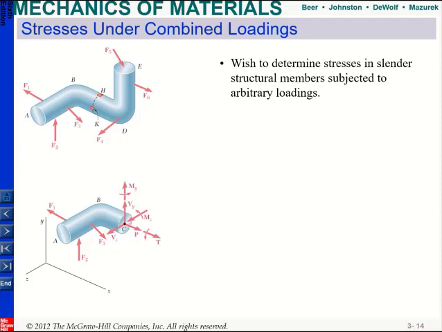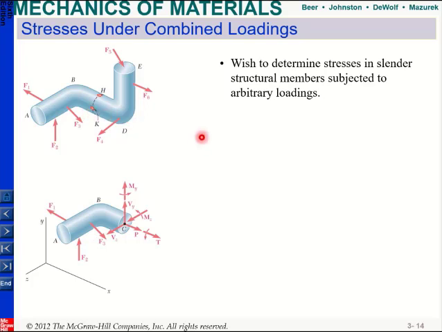So a very important topic in chapter 8 is stresses under combined loadings. And in this one, what we will do is basically we'll combine all the information we have learned so far. So we will look at different members, and in these members there will be some applied loads, and there might be also some even moments and torsion. And what we want to determine is the stresses in slender structure members subjected to arbitrary loadings. So for example, you want to know what are your stresses at point H or K.